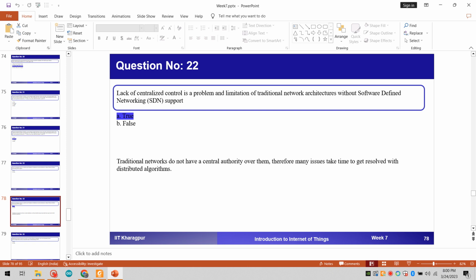See, agree, but one point is there: there is no centralized control in traditional networks. That is one of the points, right? I am not talking about other limitations. This question is only talking about the lack of centralized control in traditional networks, and this is one of the challenges. This is the question.